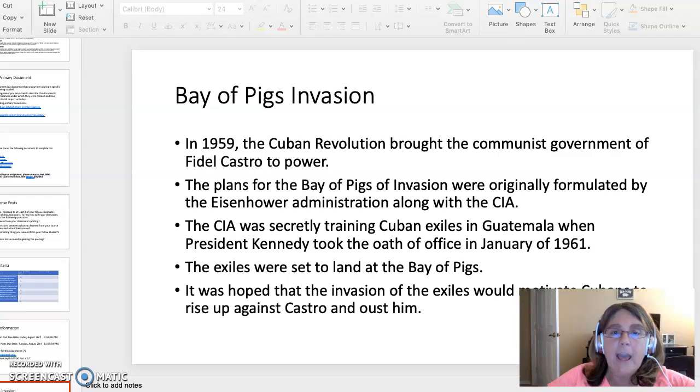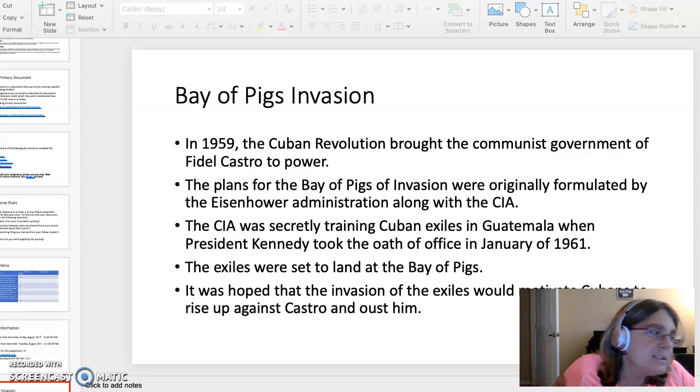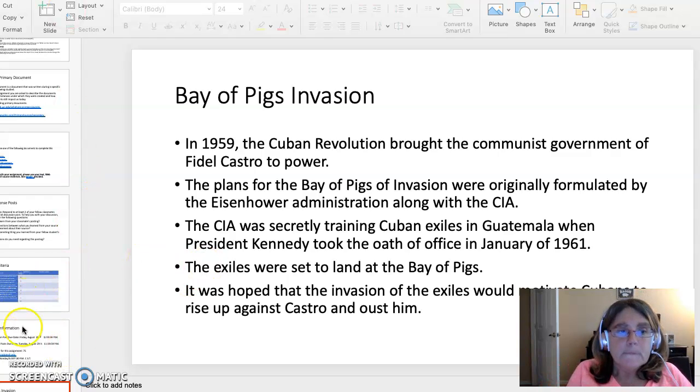Basically, the CIA trained Cuban exiles in Guatemala to invade Cuba. And the whole hope was that Cuban citizens would rise up with the Cuban exiles to oust Fidel Castro from power. And the place that this force of exiles was landing was known as the Bay of Pigs. So in January of 1961, when John F. Kennedy became our 35th president, he inherited the Bay of Pigs from Eisenhower, which is key.